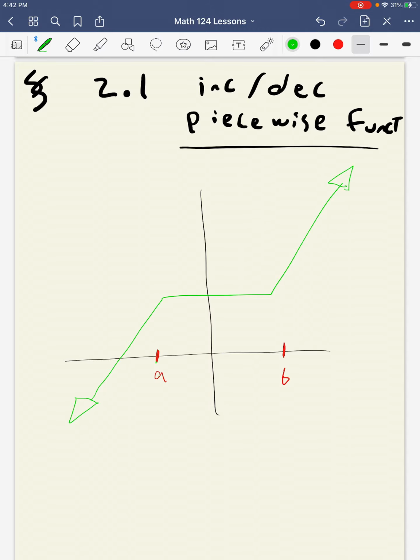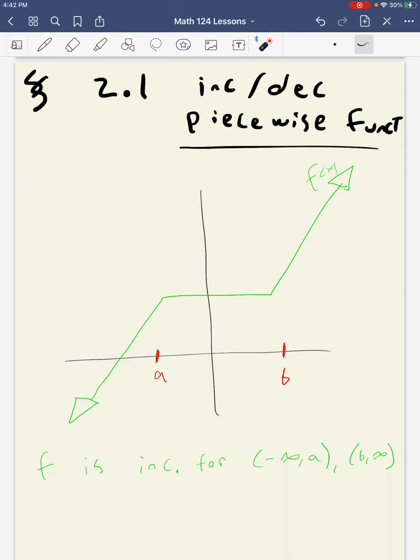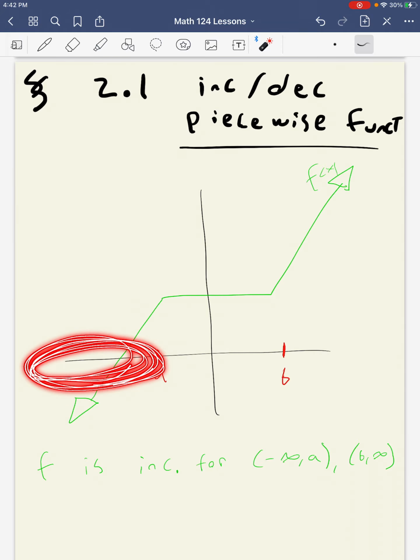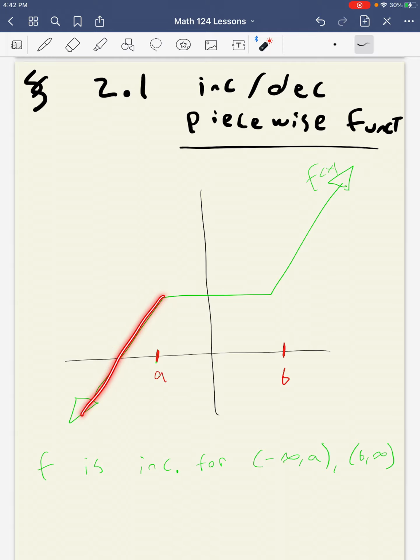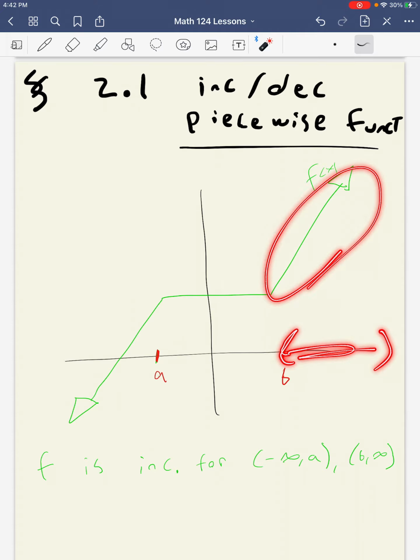So what I mean by that is we say that this function, let's call it f of x, so the function f is increasing for the x values minus infinity to a, and also from b to infinity in this example. So looking at the picture, these are the x values from minus infinity to a, and the corresponding function is increasing, right? It's going up. And from b to infinity, the function is increasing.